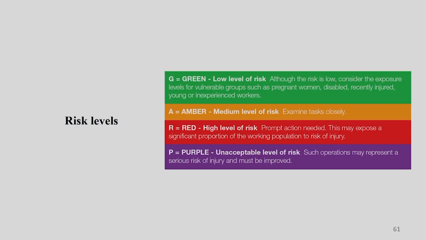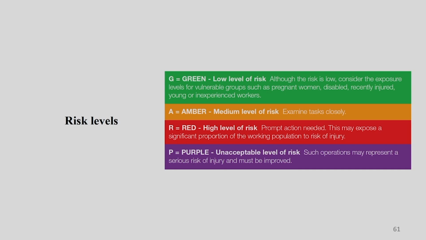This color itself shows how we are going to get the differentiation. We will come to how we read these values. If it is green, then it's a low level risk, you need not worry much. However, there is some risk, but it is not that much to consider. A represents the amber, so it's a medium level risk. You can examine the task closely. If it is red, then it is high level risk.